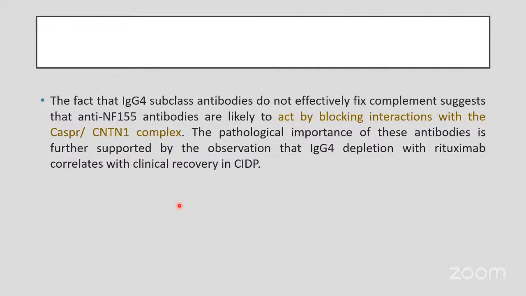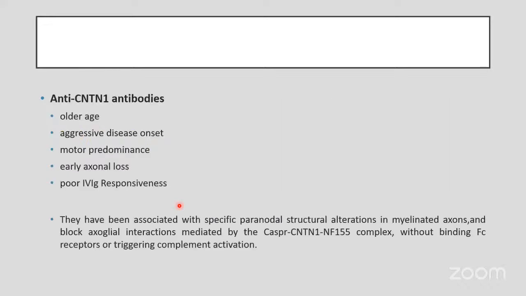The fact that IgG4 subclass antibodies do not effectively fix complement suggests that anti-NF155 antibodies are likely to act by blocking interactions with the Caspr contactin 1 complex. The pathological importance of these antibodies is further supported by the observation that IgG4 depletion with rituximab correlates with clinical recovery in CIDP. Anti-contactin 1 antibodies are associated with older age and aggressive disease onset, motor predominance, early axonal loss, and poor IVIG responsiveness.